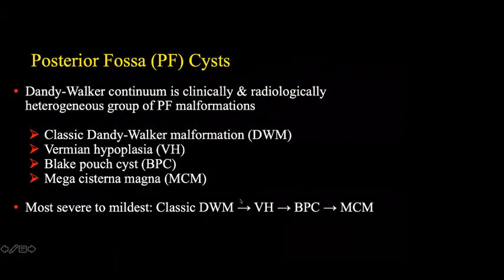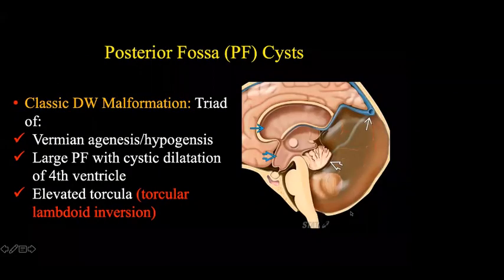So posterior fossa cyst, or enlargement of the posterior fossa, or what they call the Dandy Walker continuum. It's starting from the most severe to the mildest form. So the most severe is the classic Dandy Walker malformation, moving to vermian hypoplasia, Blake pouch cyst, and then megacisterna magna. We'll talk briefly about each of these.